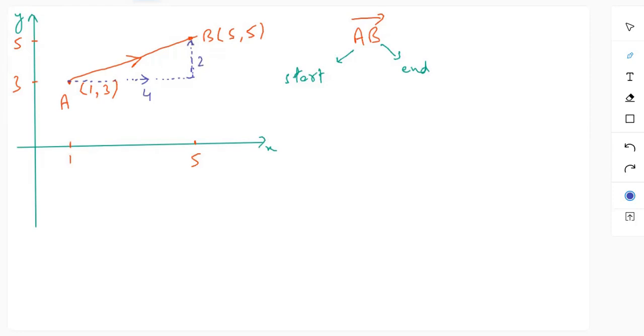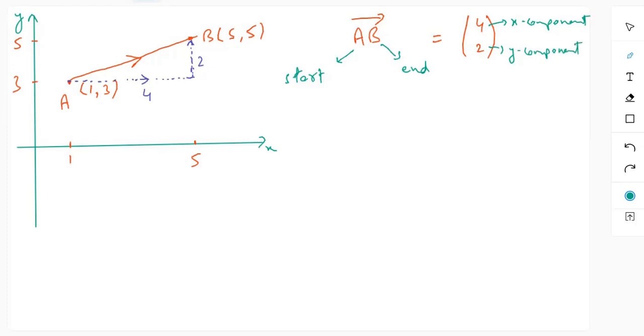इसको हम इस तरह से column vector form के अंदर लिखेंगे. And we will say this is vector 4 and 2. अभी जो ऊपर वाला component होता है इस vector के अंदर, that's the x component, right? And this other component is called the y component.